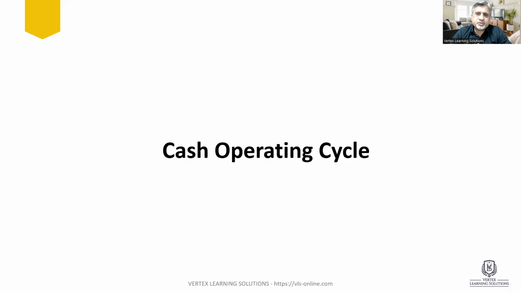Next topic is cash operating cycle. Again, a very important concept. So cash operating cycle is actually a cash to cash cycle. What does that mean? If you are in a business, let's suppose that you manufacture something, maybe you are manufacturing furniture.